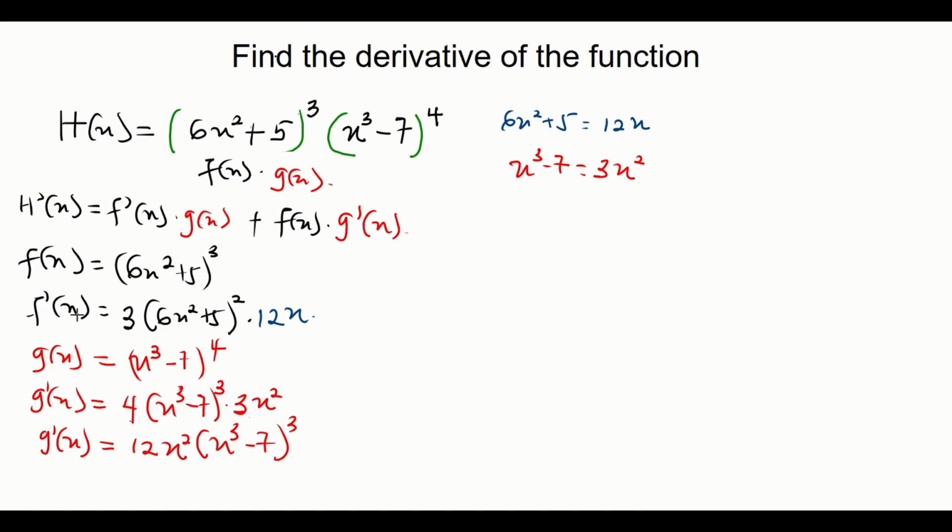I can do the same thing for f prime of x here, where I'll just multiply whatever is here with whatever is here. Now that is going to be 3 times 12, which is 36. So f prime of x is going to be 36x into bracket 6x squared plus 5, all to the power 2.